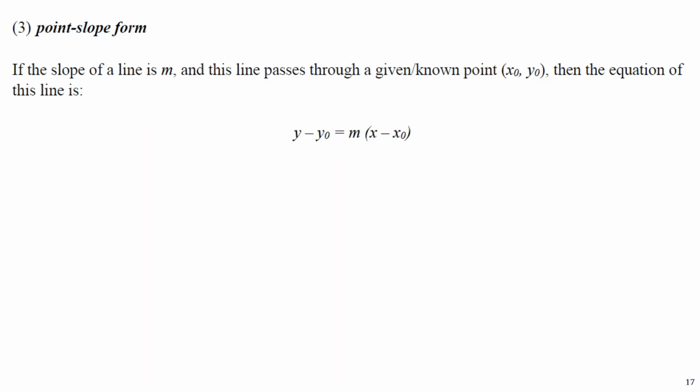The third type of line equation is called point-slope form, which states that if you know the slope of a line is m, and you also know the line passes through a given point (x0, y0), then we know the equation of this line can be expressed in this way: y minus y0 equals m times (x minus x0). Did you get it? Okay.